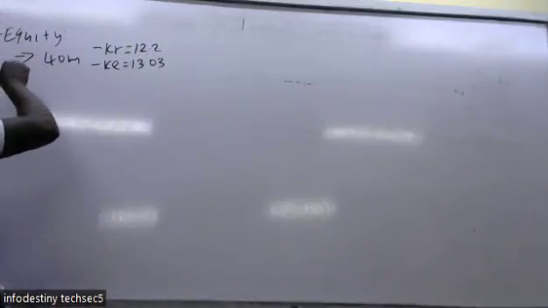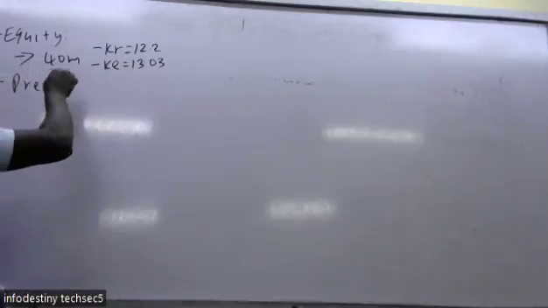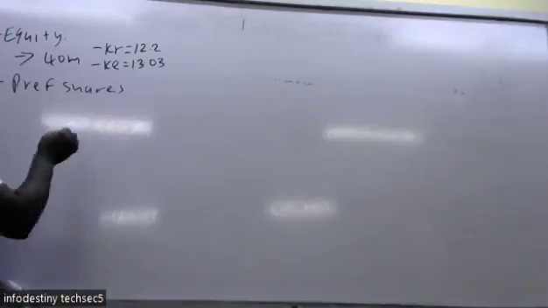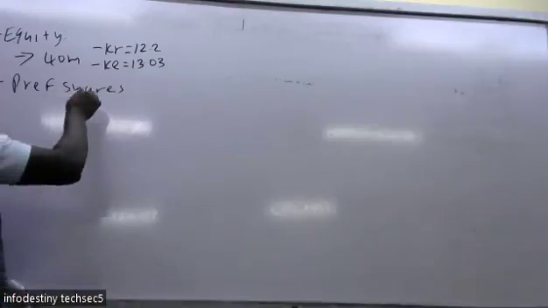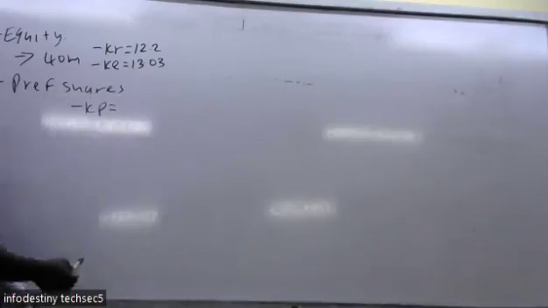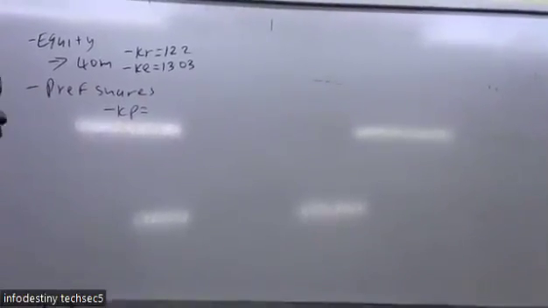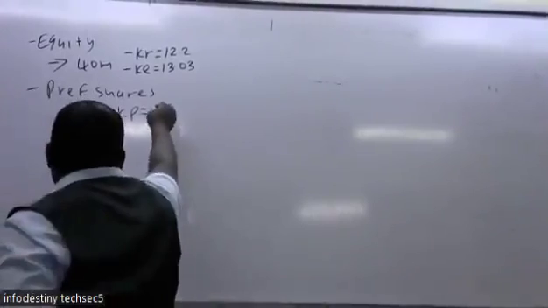The other source of finance is the preference shares. So preference shares had no breakpoint. We did not calculate the breakpoint for that. But we had calculated KP, the cost for the preference shares. We got to which figure? 11 point. It was 11.58.